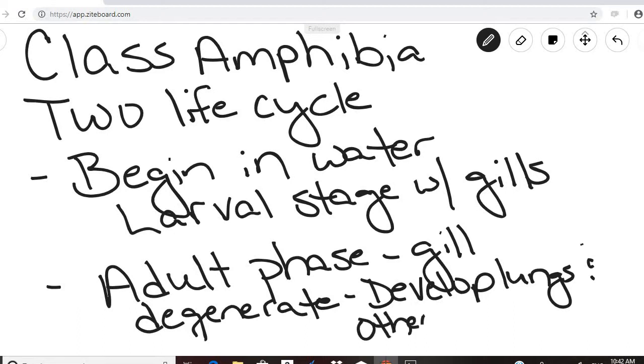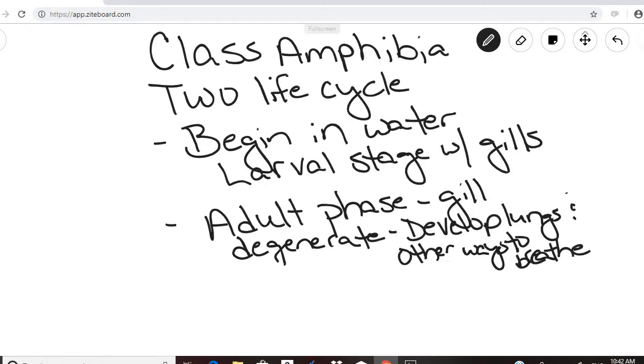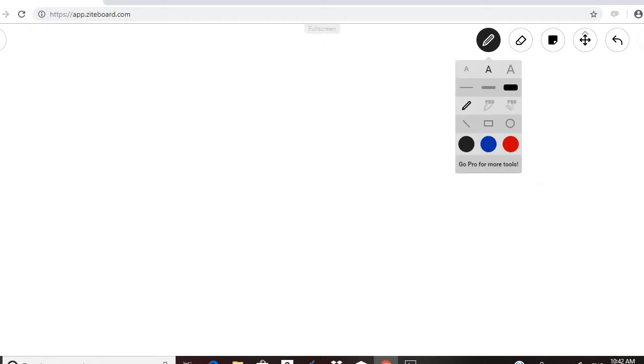Okay, so they start out in a larval phase. You probably are familiar with tadpoles. That's the larval phase. In that phase, they're breathing through gills. They're in the water. And then they go through their metamorphosis. The gills degenerate. They develop lungs and other ways to breathe. And then they are able to spend at least some of their time on land. Okay, so that is class Amphibia.